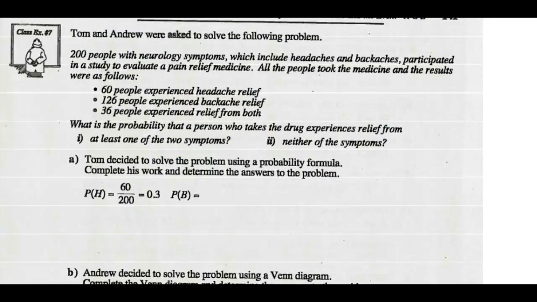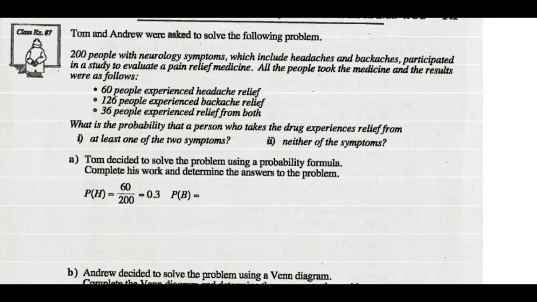All right, last example. Let's look at number 7. Tom and Andrew were asked to solve the following problem. 200 people with neurology symptoms, which included headaches and backaches, participated in a study to evaluate a pain relief medicine. All the people took the medicine, and the results were as follows. 60 people experienced headache relief, 126 experienced backache relief, and 36 experienced relief from both. Right there, 36 people experienced relief from both.